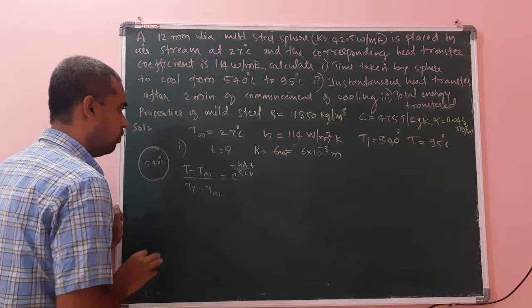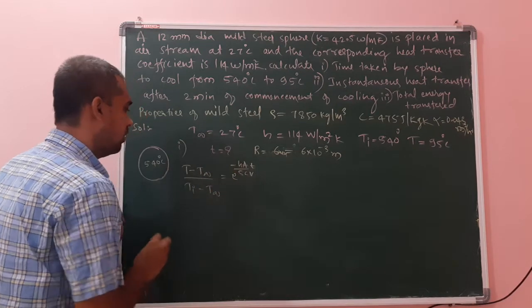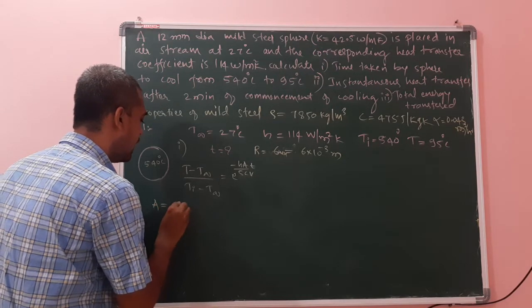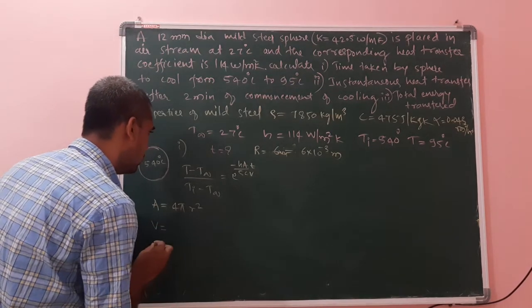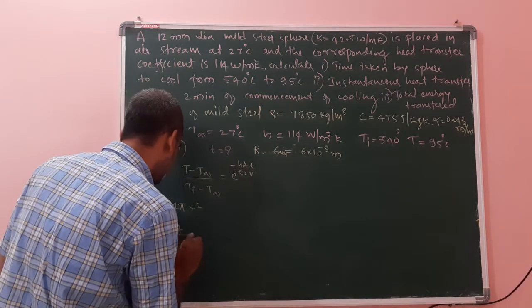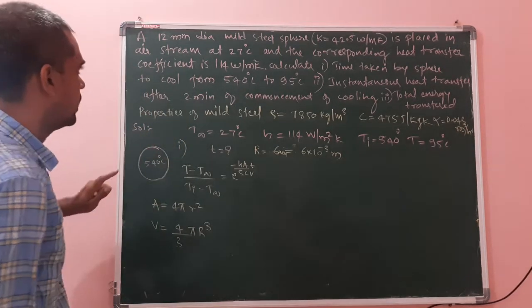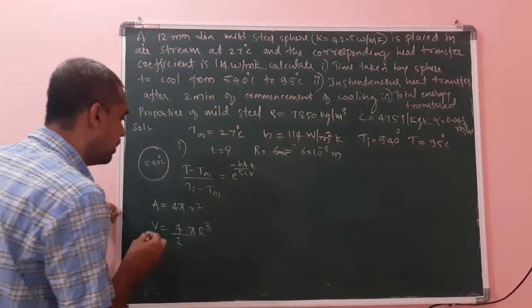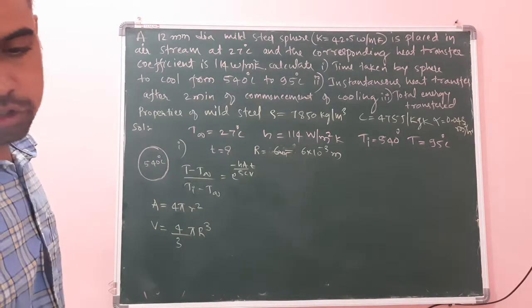Now what we will do, we have to calculate t here. We know T infinity, Ti, h, therefore we can calculate area. Area is equal to 4 pi r square, because it is a sphere, and volume is equal to 4 by 3 pi r cube. Because here they have not given whether it is a lumped system or not, you have to calculate the Biot number. If the Biot number is below 0.1, we can assume it as a lumped system.